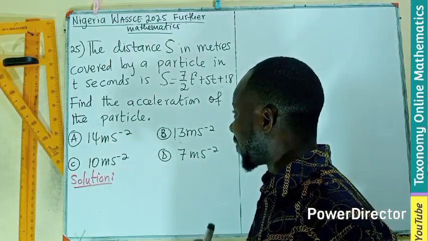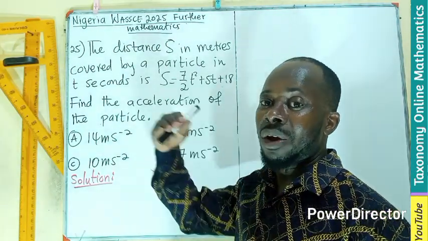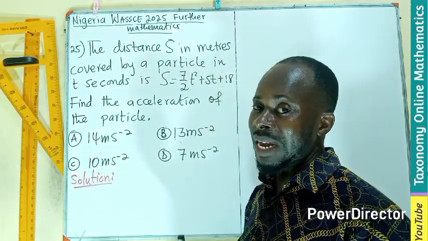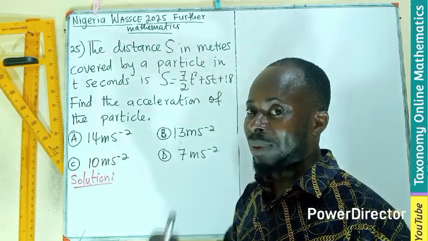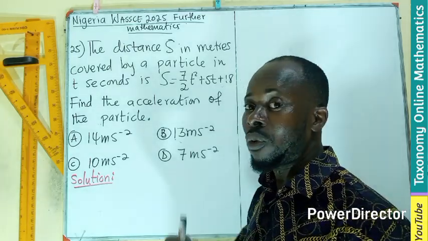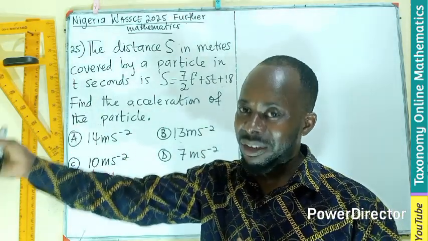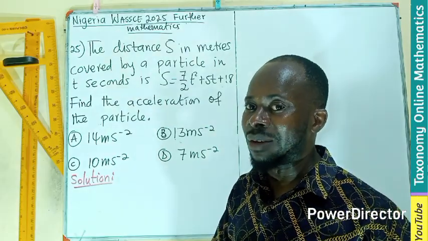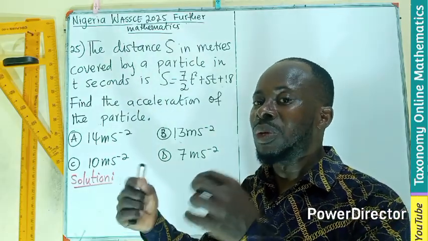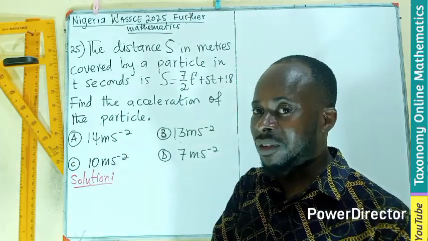So to find the acceleration, we know the acceleration is what? The change in velocity with respect to time. But we don't have velocity given to us, so we need to know what the velocity is. The velocity is also what? The change in distance over time taken. So it means that the differentiation of a distance with respect to time gives us the velocity.